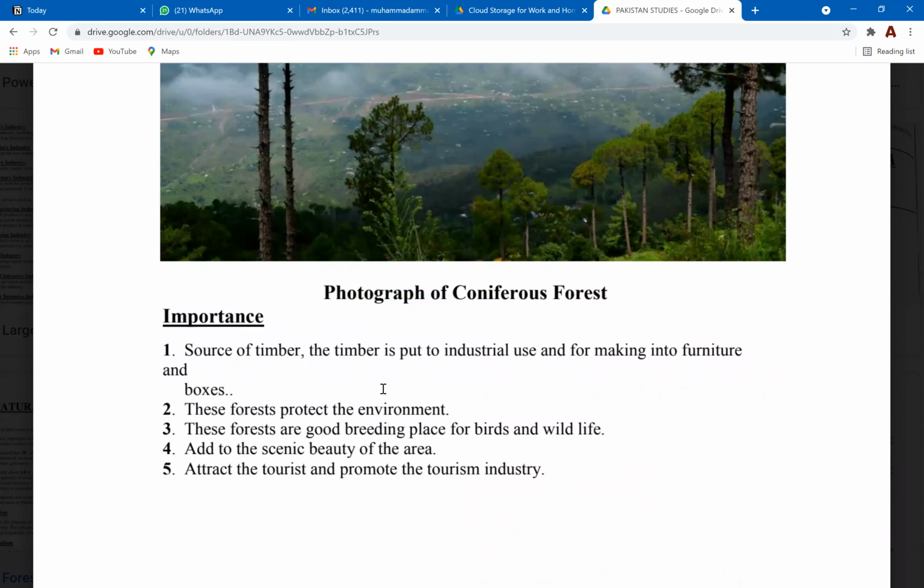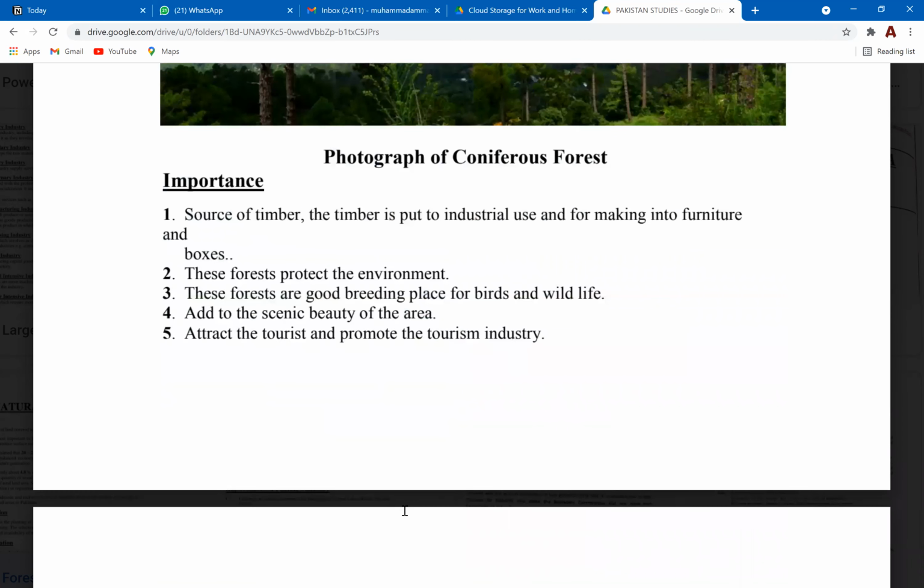Importance: timber. Timber is the type of wood that's basically obtained through these coniferous forests. They're used for environmental protection, breeding place for birds and wildlife, add to scenic beauty of the area, promotes tourism industry.